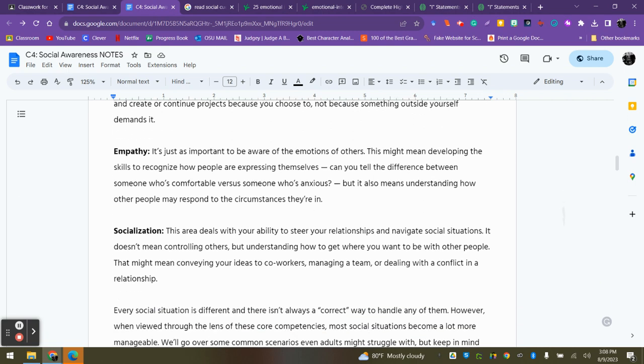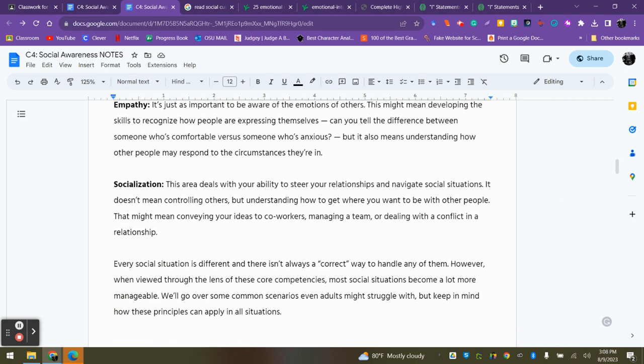Number 4, empathy. It's just as important to be aware of the emotions of others. This might mean developing the skills to recognize how people are expressing themselves. Can you tell a difference between someone who's comfortable versus someone who's anxious? But it also means understanding how other people may respond to the circumstances they are in.